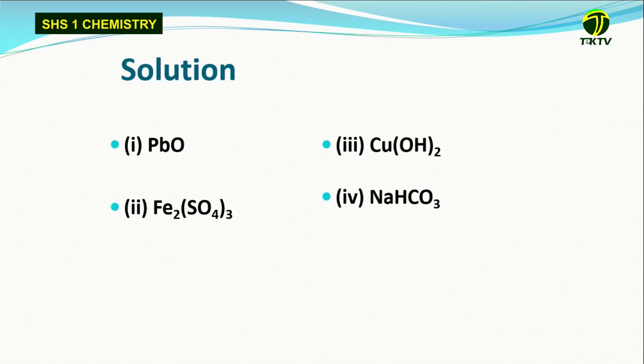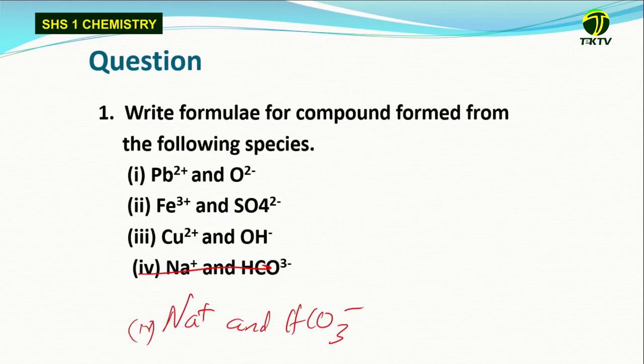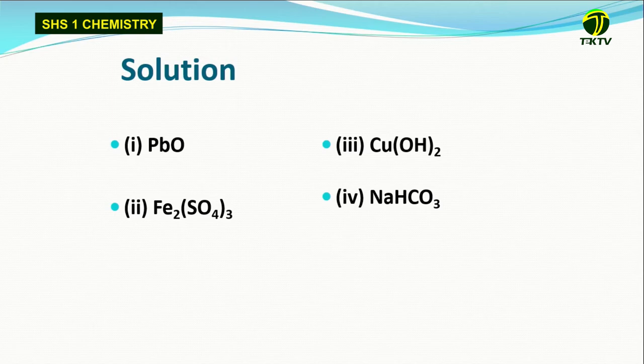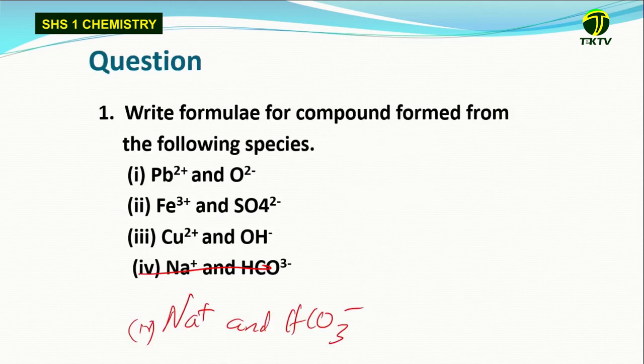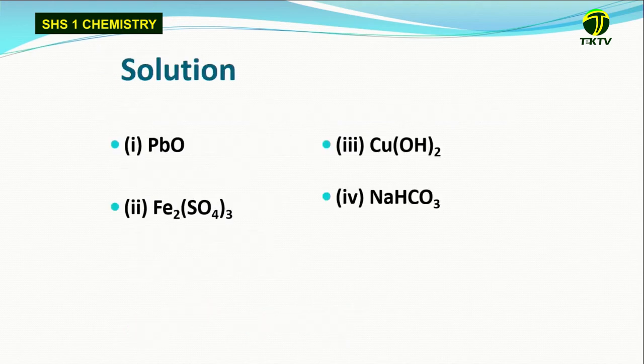If you look at the 3, we have Cu(OH). If you go back, you see that Cu has a charge of 2+, OH 1-. So when you interchange, you get the correct answer, which is Cu(OH)2. And IV, we have Na with a plus, HCO3 with that. So when you put into bracket, because of 1, 1, you see that we have Na+ and HCO3-. When you interchange, you have 1, 1, and that gives you NaHCO3.